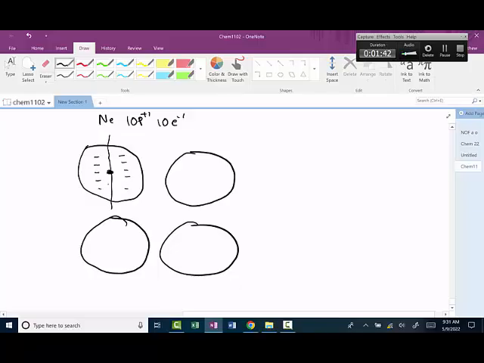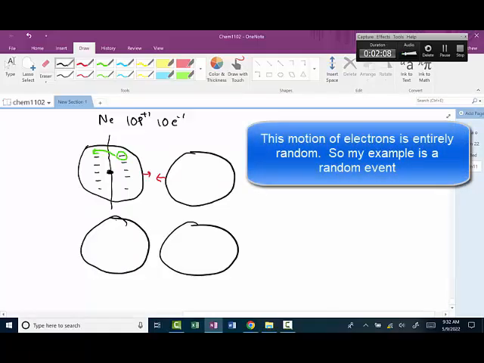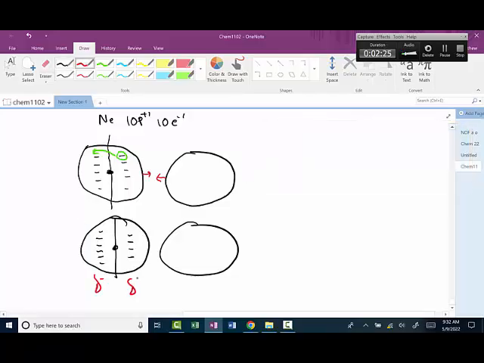We know that gas molecules are moving about and colliding with each other, so I'm going to put these on a collision course. Finally, I know electrons move. So if I take this electron over here and move it to that side, I end up with this situation: 4 electrons on this side and 6 electrons on this side. So this side is going to be partially negative, and this side partially positive, because the electrons aren't distributed evenly.